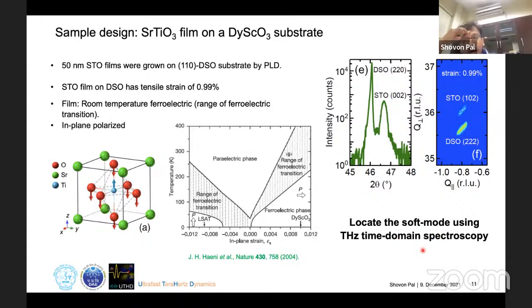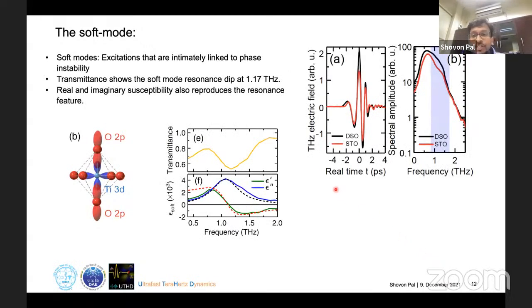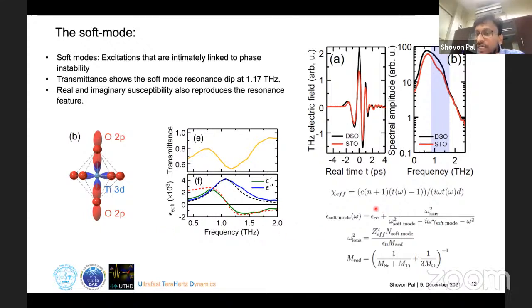And that we did using our terahertz time domain spectroscopy. What we essentially did was look at the transmission of the substrate and the film on the substrate. And this is what we figured out: the soft mode is located around 1.17 terahertz, which is shown here by the shaded curve. If you take the transmittance, you see a very nice resonance feature, from where you can also evaluate the real and the imaginary component of the dielectric constant using the trivial relations that one can find in the literature.